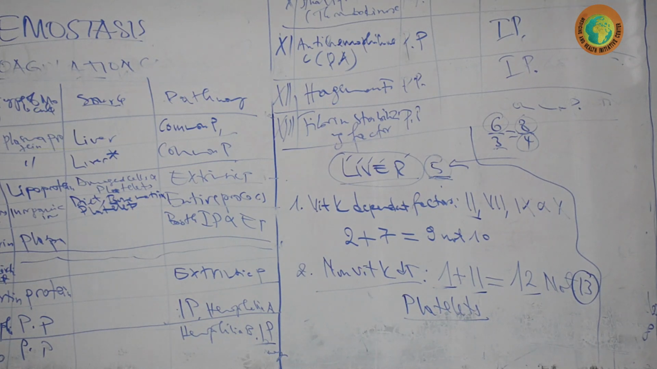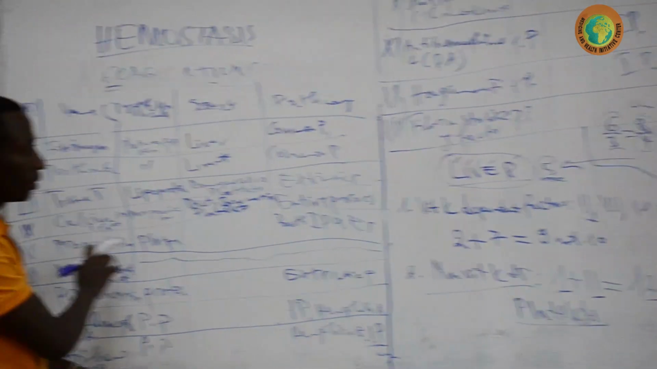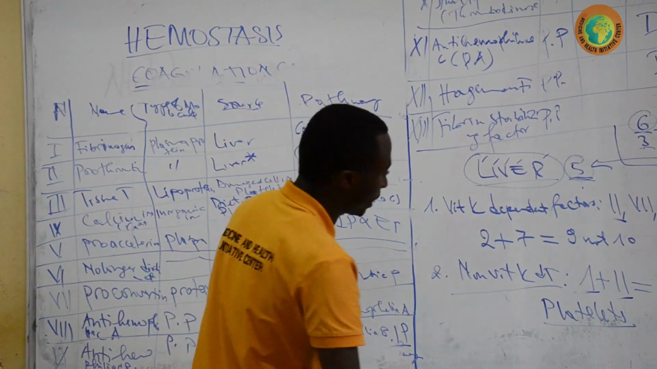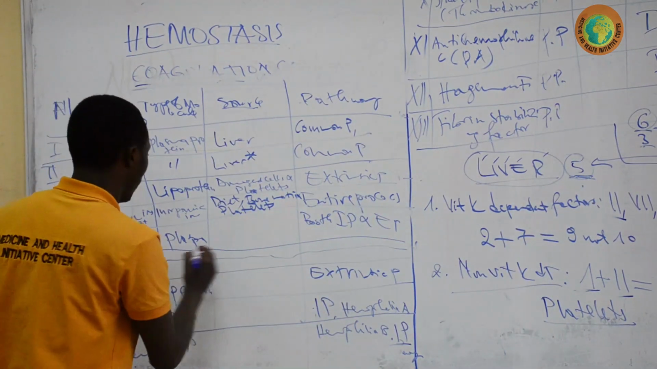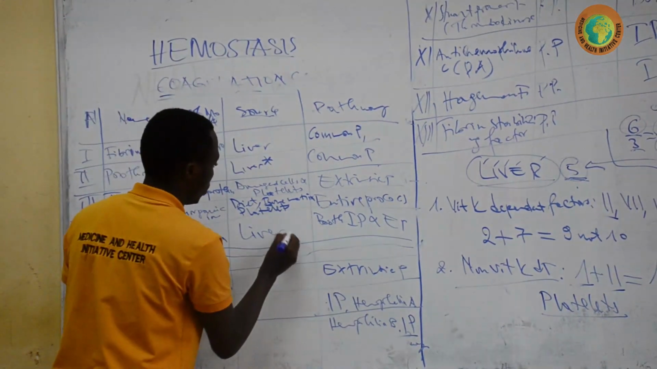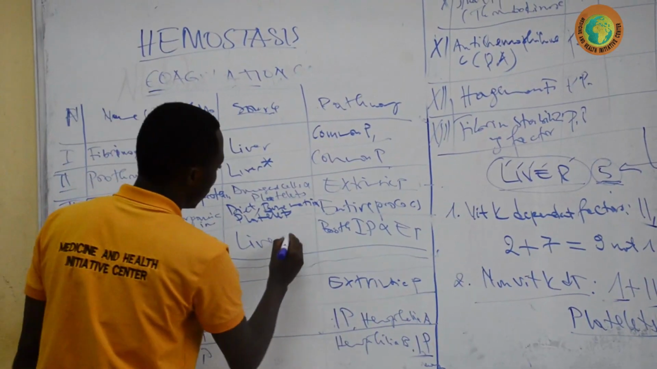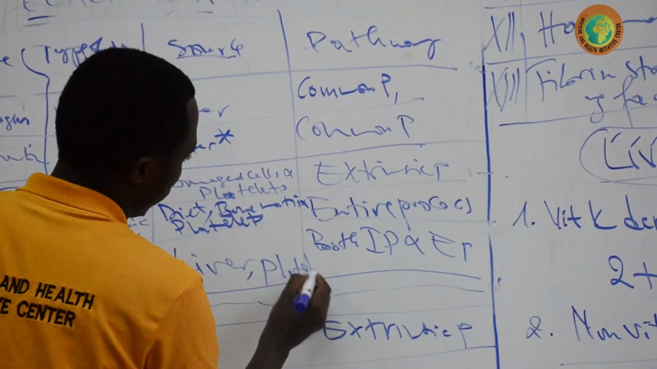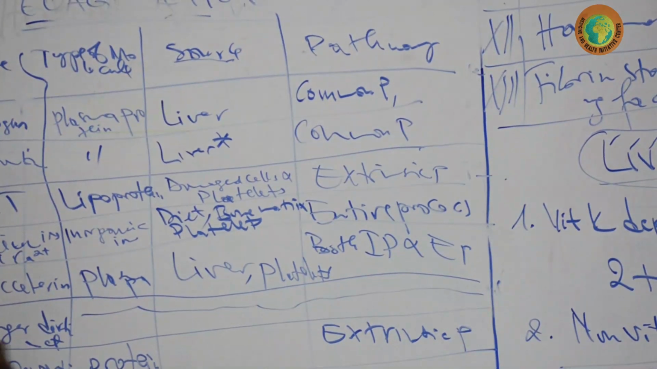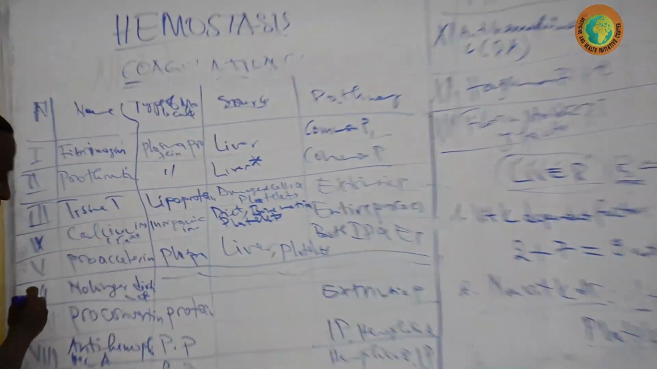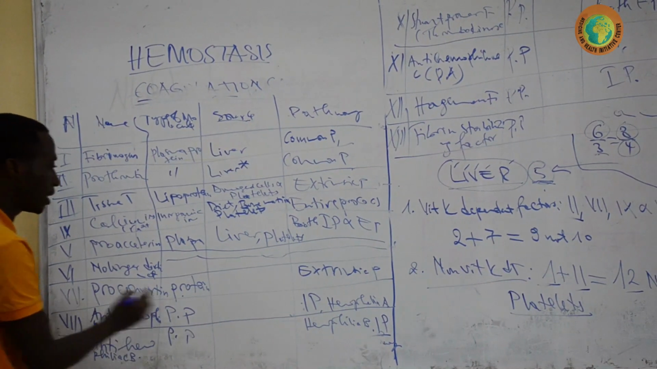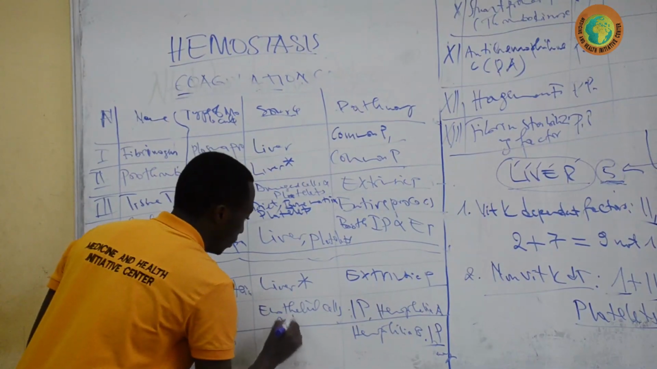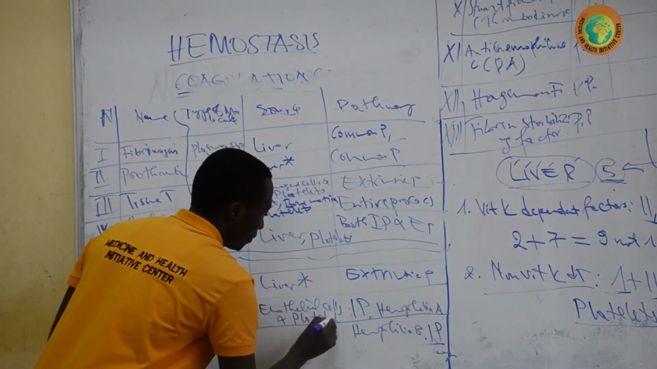Factor 5, proaccelerin, we have said that this is produced by the liver and the platelets. Factor 6 doesn't exist. Factor 7, proconvertin, is produced by the platelets.